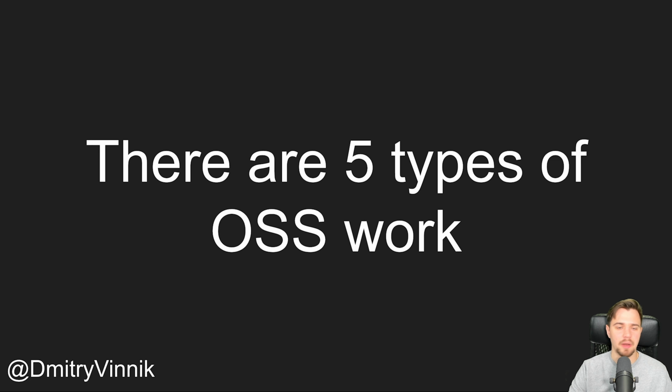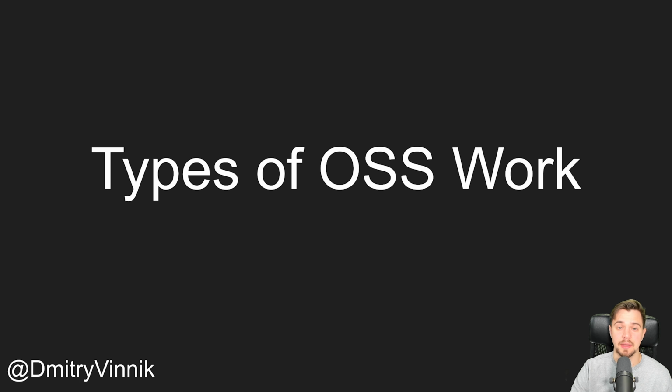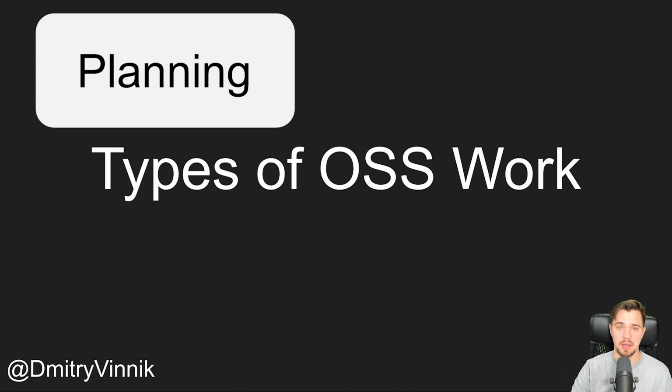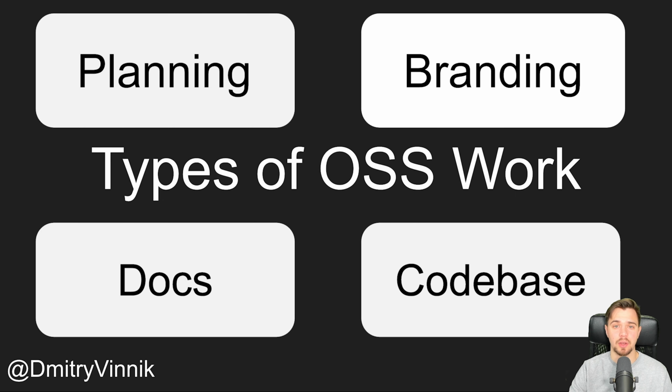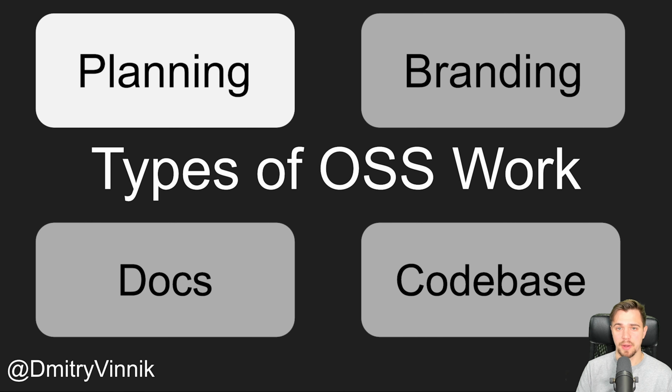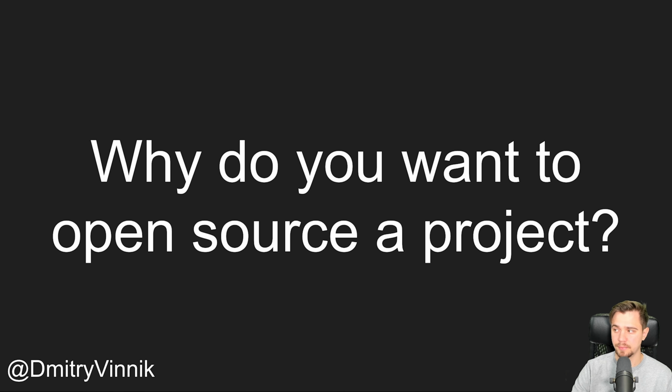So in general, there are five types of open source work you can think of. The types of work that we'll discuss are planning, branding, documentation work, and code-based work, source code work. So let's go one by one. Let's look at planning first.